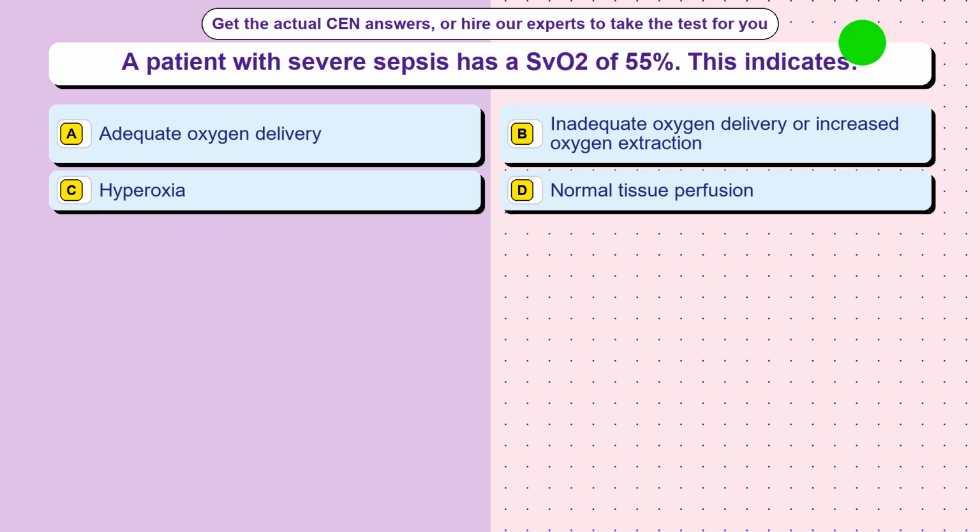Question 83. A patient with severe sepsis has an SvO2 of 55%. This indicates: Option A, adequate oxygen delivery. Option B, inadequate oxygen delivery or increased oxygen extraction. Option C, hyperoxia. Option D, normal tissue perfusion.